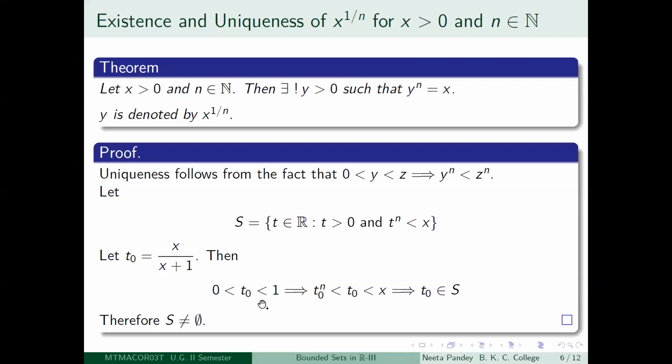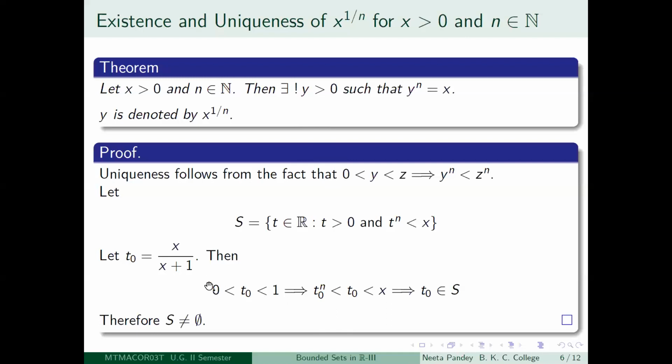Very good. So again you do a similar thing to what I was discussing here: you multiply this inequality by t0 again, and you will get t0 squared is less than t0. Then you again multiply by t0, you will get t0 cube is less than t0 squared, which is less than t0, and so on. So you will get t0 to the power n is less than t0 for all positive integers n. So in particular for this fixed n which we have here, we will get t0 to the power n is less than t0.